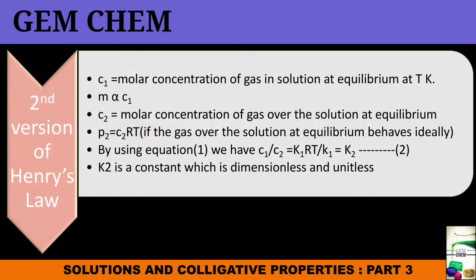So in this second version we are getting Henry's law in terms of concentration. Now C1, if it is a molar concentration of gas in solution at equilibrium at T Kelvin, then M, that is mass of gas dissolved, is directly proportional to C1, and C2 is equal to the molar concentration of gas over the solution at equilibrium. So this will be P2 equals C2 RT, and we consider that the gas over the solution at equilibrium behaves ideally.